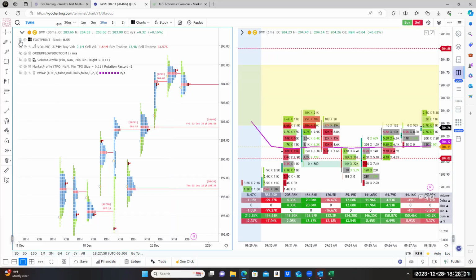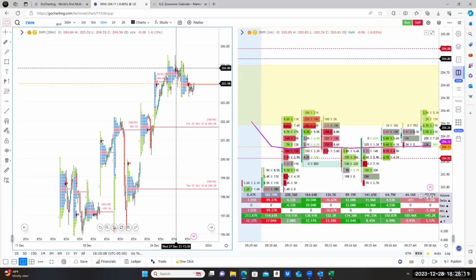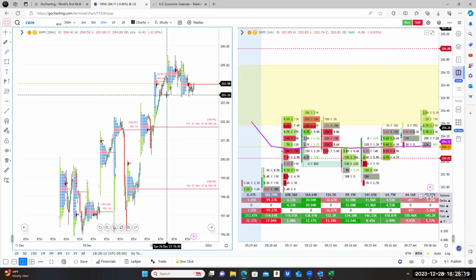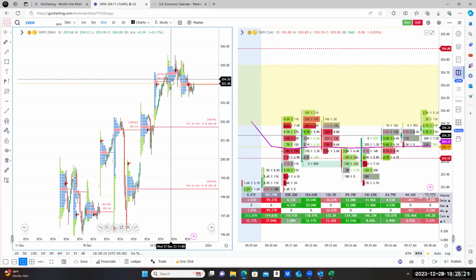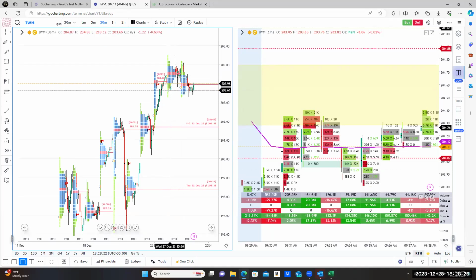We've gone up from 204.88. Actually, let me add the footprint on here. We've gone up all the way up to 205.45 yesterday. So that's the poor high. And then we came back into that area of interest. We actually went down yesterday to 203.38. That's the poor low. And we're opening today inside of that poor low.